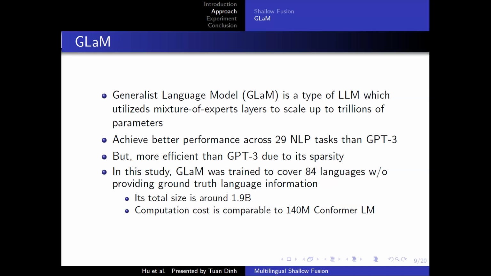In this study, GLAM was trained to cover 84 languages without having any language information. In other words, we don't tell GLAM what the language is in a sentence. And the computation cost of the GLAM large language model is comparable to a 140 million parameters conformer language model, which is much smaller in terms of size.